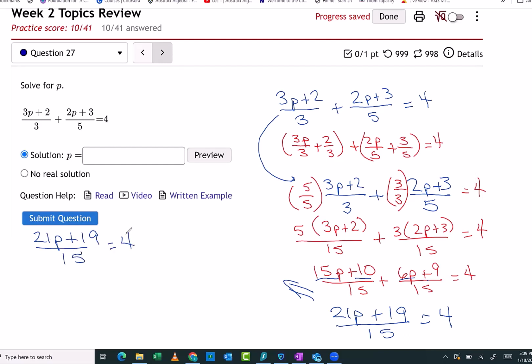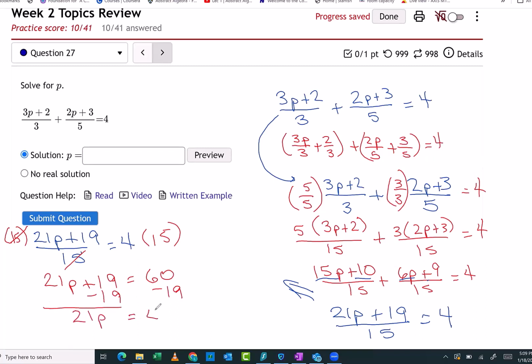And what's the first thing I want to do? Whenever I have a denominator, especially when it's just a constant, I multiply both sides by that value. I can cancel 15 with 15. I get 21p plus 19 equals 60. Again, I want the p by itself, so I'm going to subtract 19 from both sides. I get 21p equals 41.